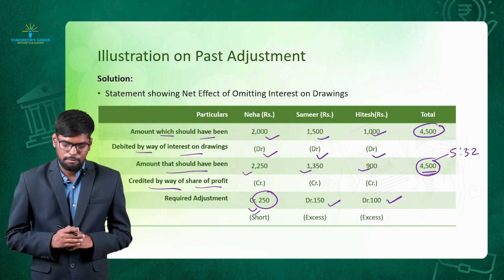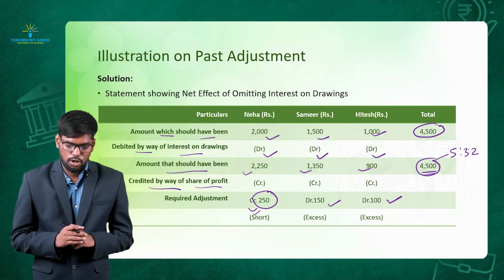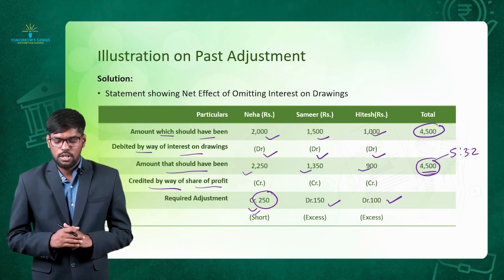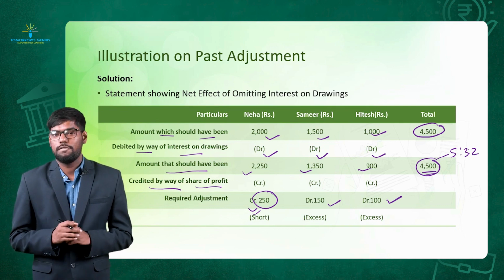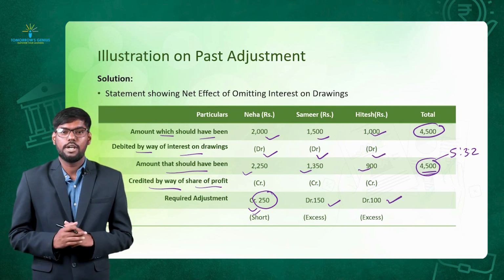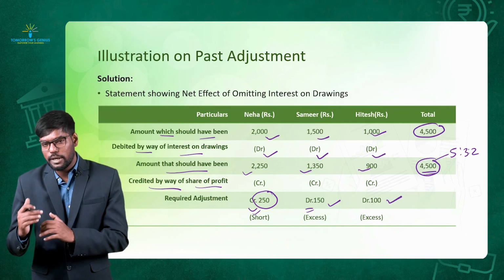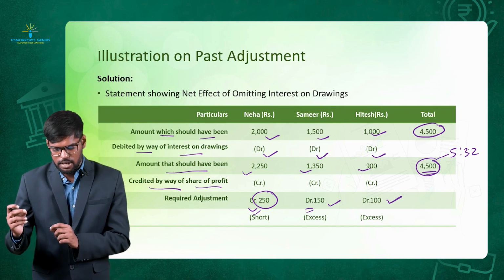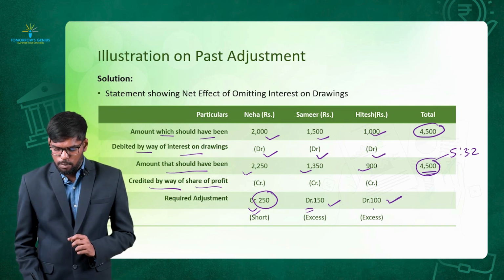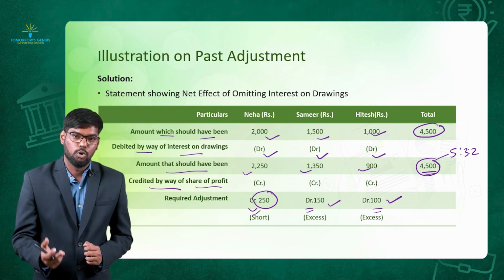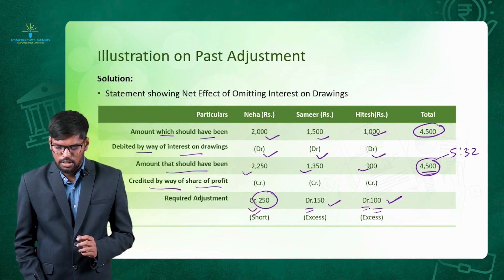Now in the case of Samir, 1,500 is the total of the debit side and 1,350 is the total of the credit side. The difference is 150 rupees. Since the debit side is more, it is known as a debit balance. We have to debit 150 rupees in the case of Samir. Now see the case of Hitesh: 1,000 rupees debited, 900 rupees credited. The difference is 100 rupees, and 100 rupees we have to debit. Why? Because the debit side is more and we have a debit balance, and that's why we have to debit Hitesh.